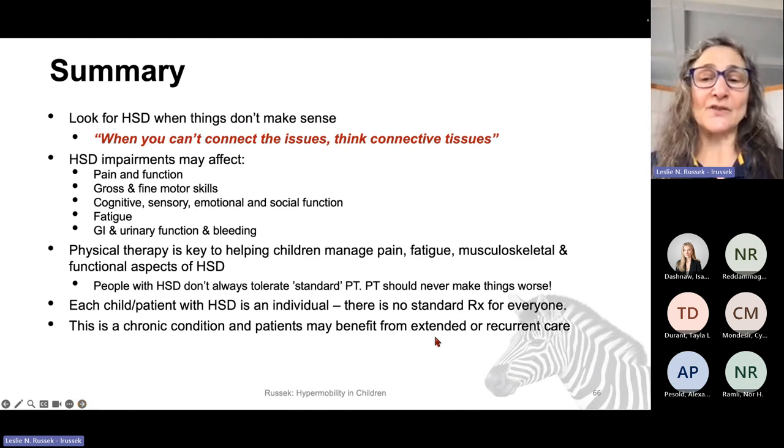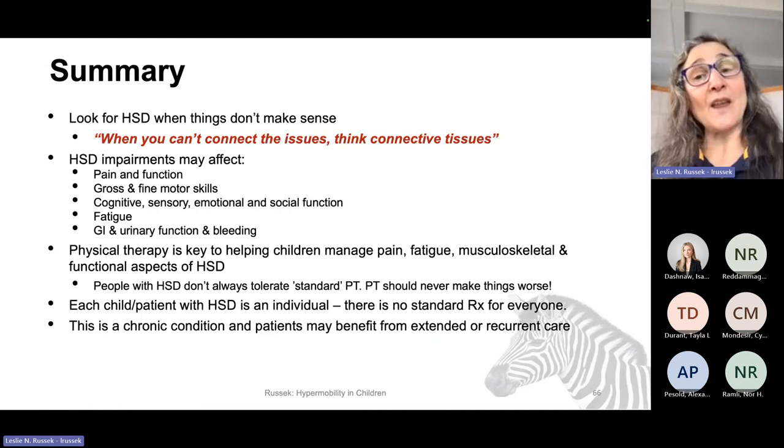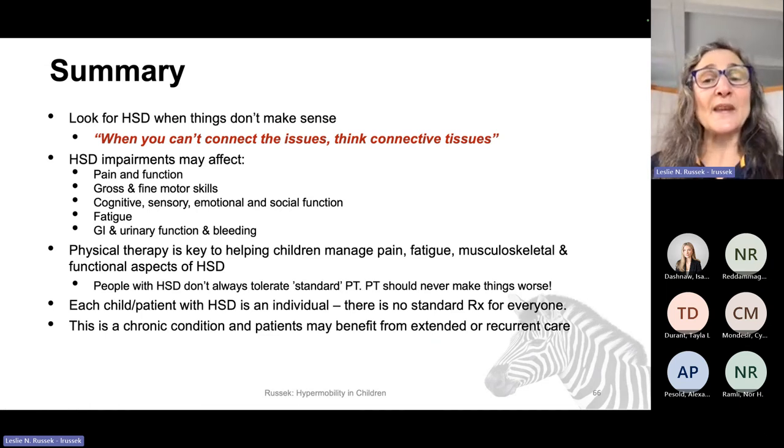So I'll see my patients sometimes once a week for maybe 4 to 6 weeks, and then maybe every other week for a couple more weeks, and then maybe a month or two later to follow up.